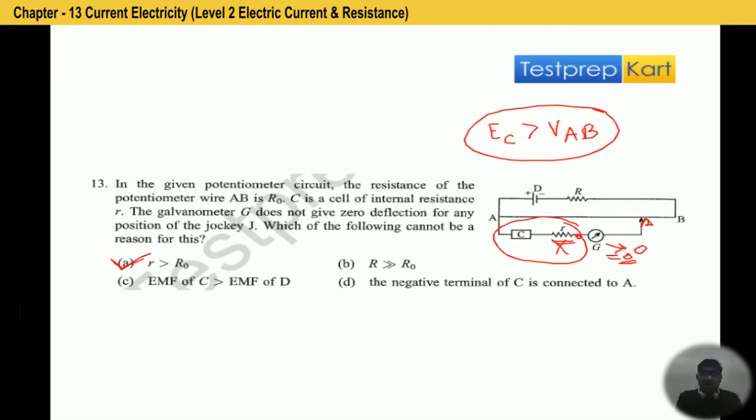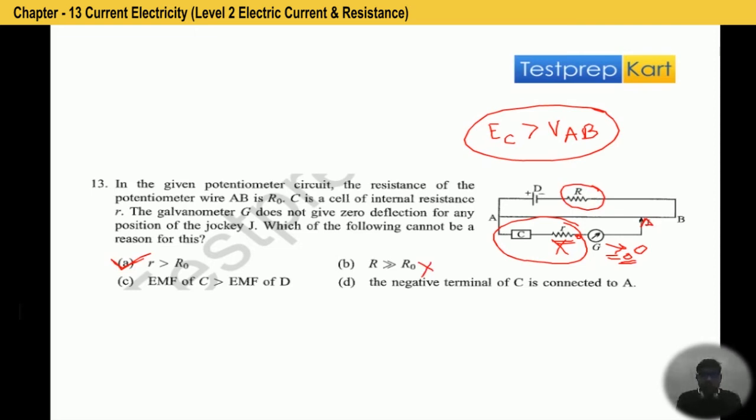Let's check other options. R is very much greater than R0, where R0 is the resistance of this wire AB. So if the internal resistance of the cell is very much greater than the resistance of the wire, then definitely it will reduce the terminal potential and the full scale of your potentiometer decreases. Okay, so it is a reason, but here we need to find which is not a reason.